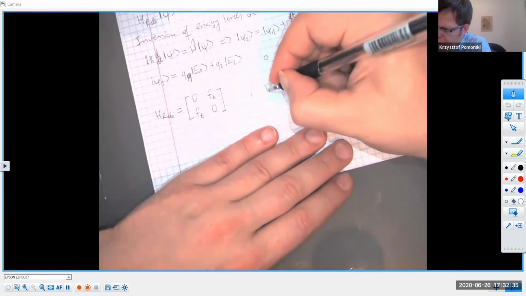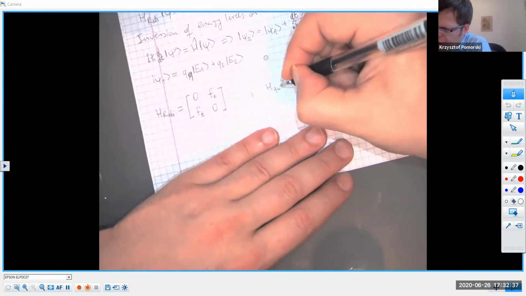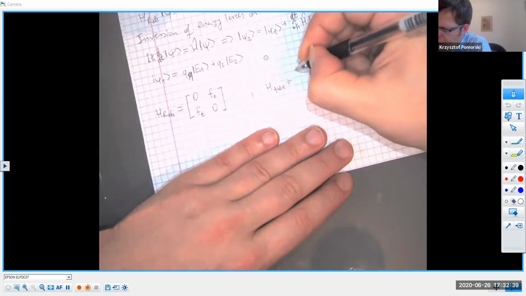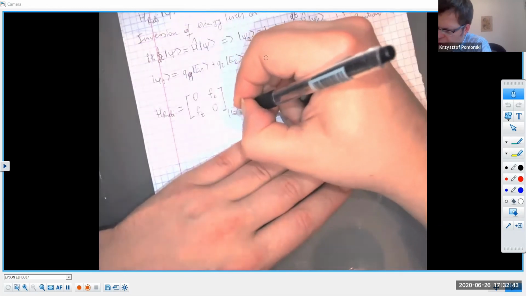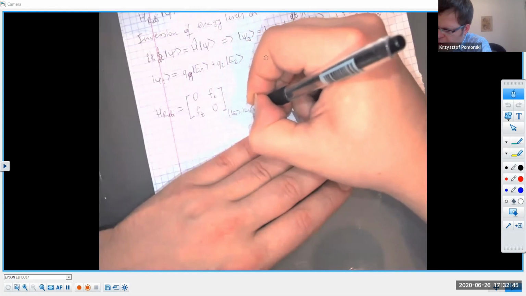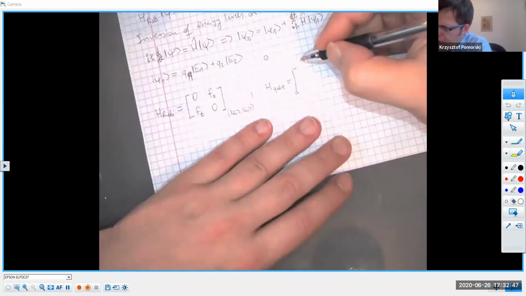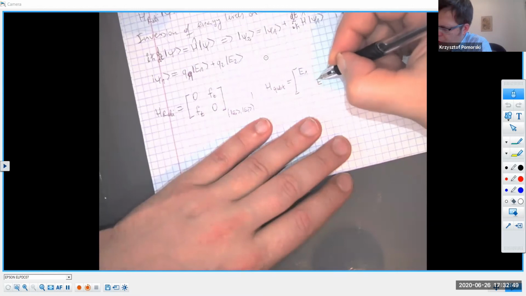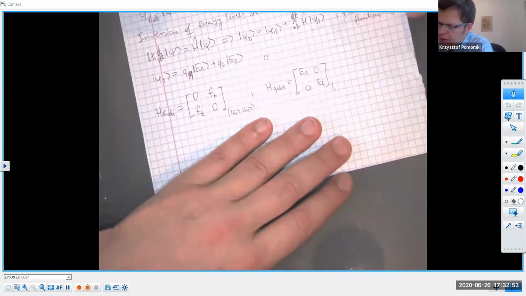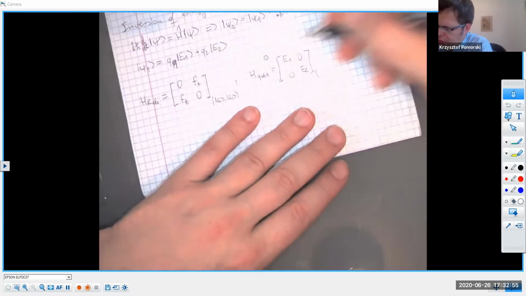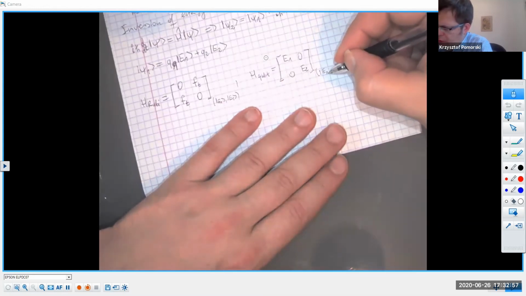Just to bring you a reminder, isolated qubits, so this is in the energy representation, so this is in the base E1, E2, right? So we have E1, E2, and this is in such a base, E1, E2.